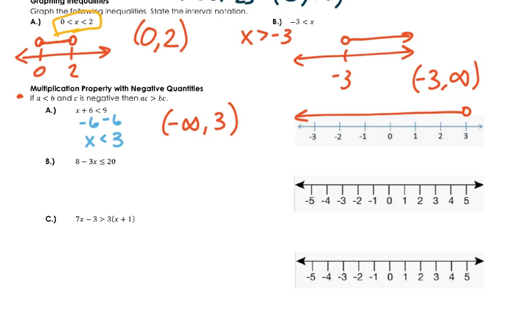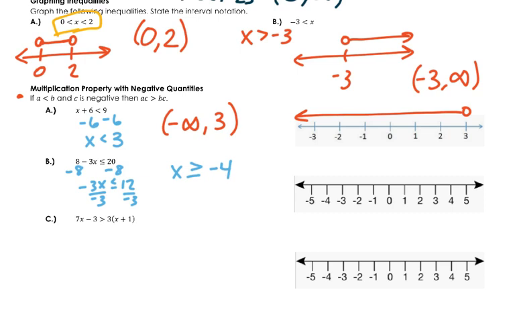To isolate x in part B, I'm going to start by subtracting 8 from both sides. Then divide both sides by a negative 3. Now here I divided by a negative, so I have to remember to change the direction of my symbol.